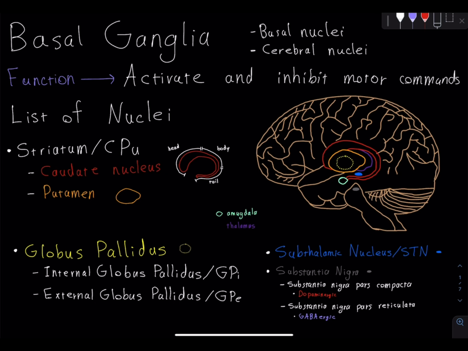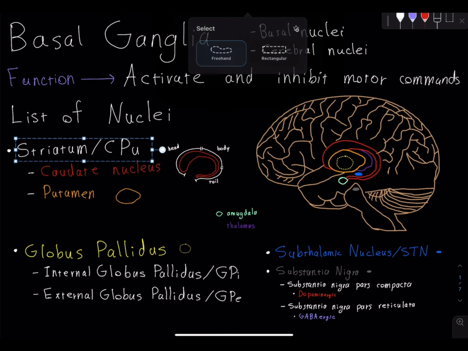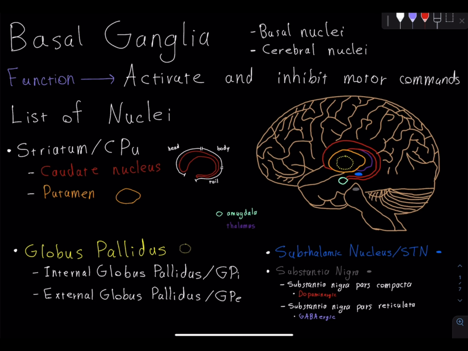So the name basal ganglia or basal nuclei implies that there's going to be multiple nuclei in there, right? So one of the major ones is the striatum or the CPU, which you can see over here. Now, the striatum is made up of two nuclei. One of them is the caudate, which you can see is this red structure that goes sort of around. I've redrawn it over here, and you can see it has a head, a body, and a tail. So that's the caudate nucleus.